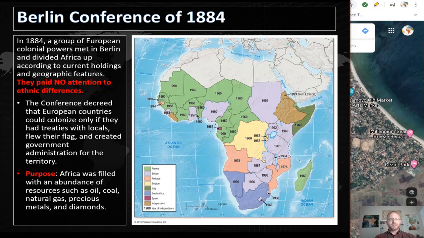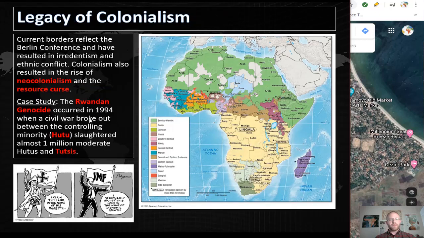So what was the purpose? Africa was filled with an abundance of resources such as coal, oil, natural gas, precious metals, and diamonds. The Berlin Conference would have lasting effects on Africa that impact their development even to this day. Now, current boundaries and borders reflect the Berlin Conference and have resulted in irredentism and ethnic conflict. Colonialism has resulted in the rise of neocolonialism and the resource curse, which we will discuss in the next video presentation.